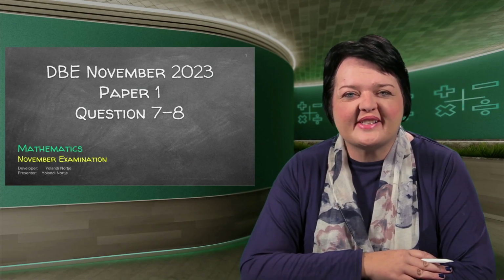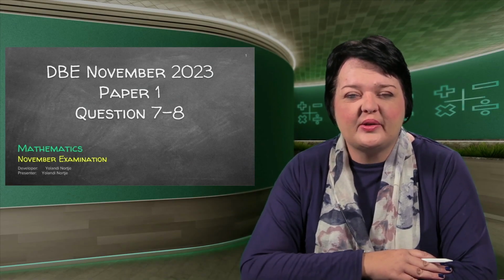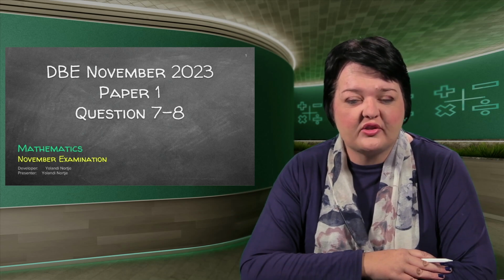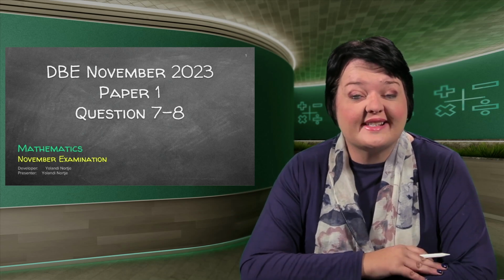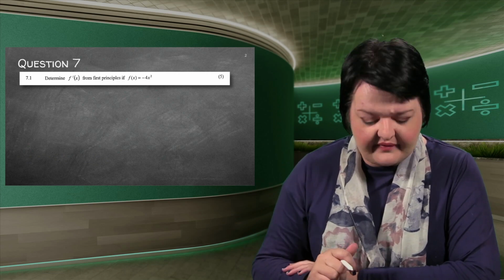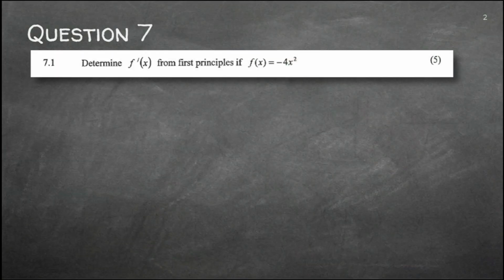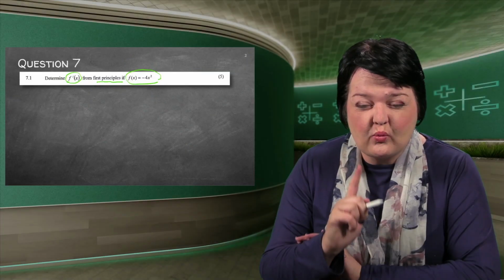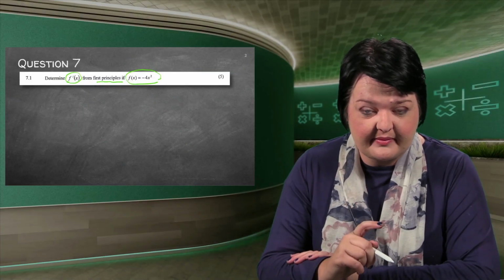Welcome to all the learners, and in this lesson we'll continue with paper 1 of November 2023, questions 7 and 8. Let's get started. Question 7 asks, determine the first derivative from first principles if f(x) is equal to negative 4x squared. Now remember, there's always at least one question based on first principles.